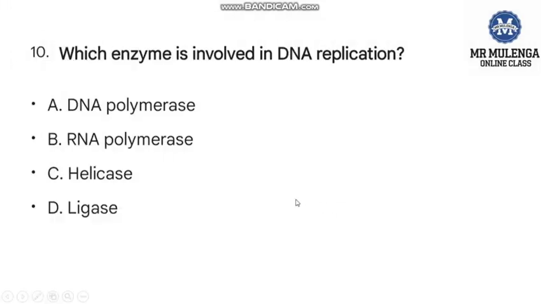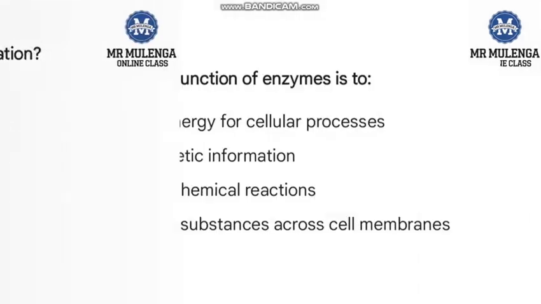Our question 10 reads, which enzyme is involved in DNA replication? A. DNA polymerase, B. RNA polymerase, C. Helicase, D. Ligase. So the enzyme that is involved in DNA replication is the enzyme known as the DNA polymerase. So the correct answer here is A. So we now move on to our question 11.